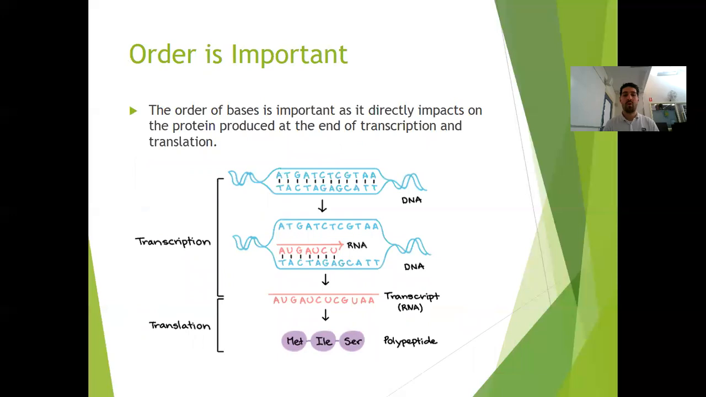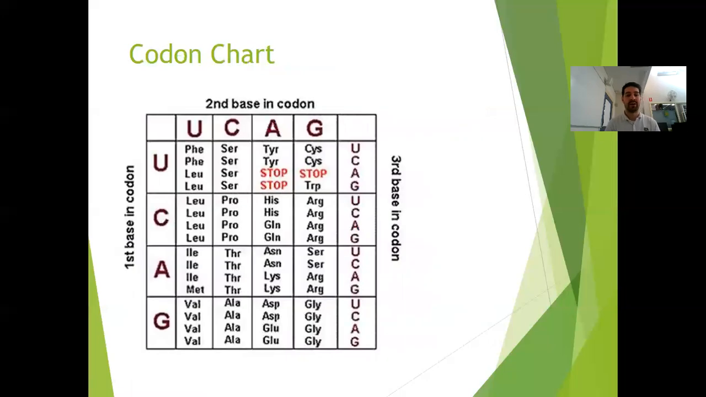So the reason why base mutations, or point mutations, are really, really important is because the order of bases in DNA directly impacts on what we end up with as a result of transcription and translation. So we've looked at codon charts and how they work. If we change the bases in DNA, it might eventually lead to a totally different amino acid and therefore a totally different protein being produced. So order is really, really important in the structure of the DNA.